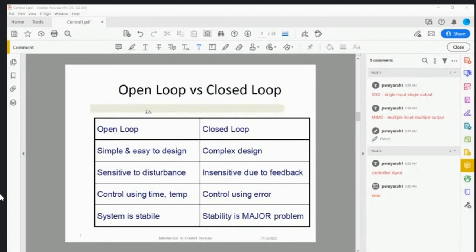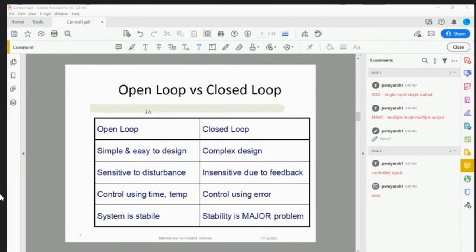For an open loop system, normally the system is stable because we design it and we calibrate it. But for a closed loop system, normally you can see stability issues. This is because we add another component to a system that is already stable.